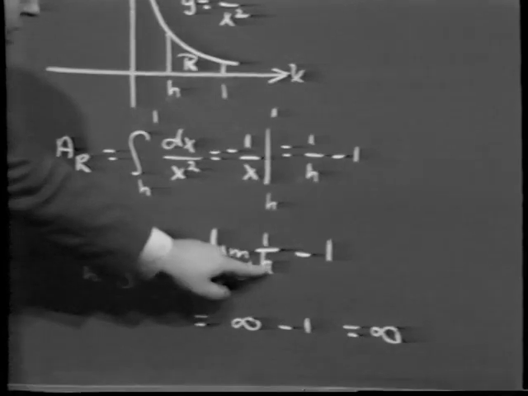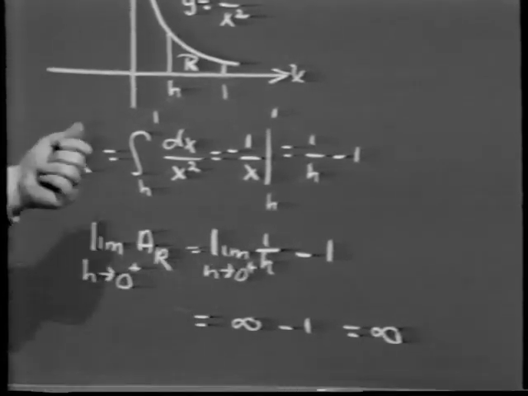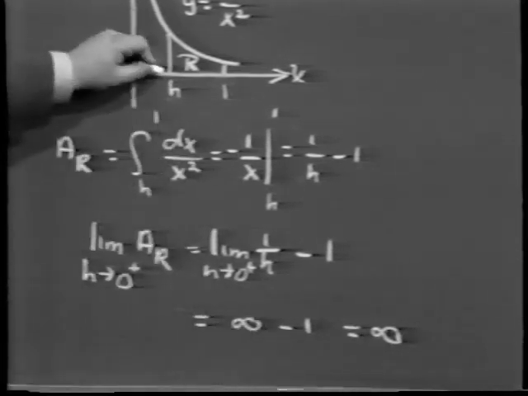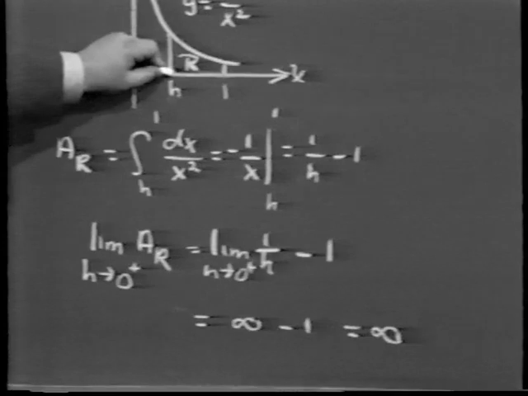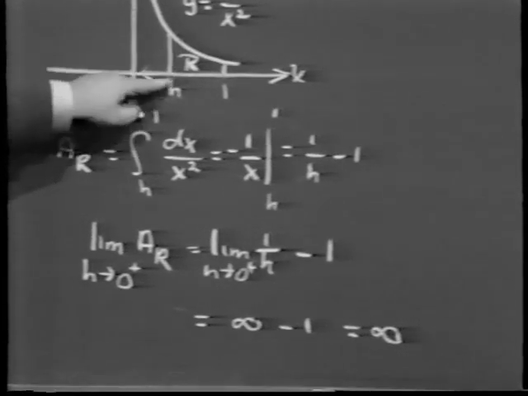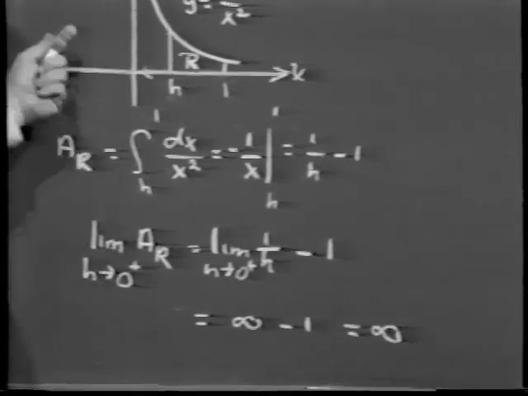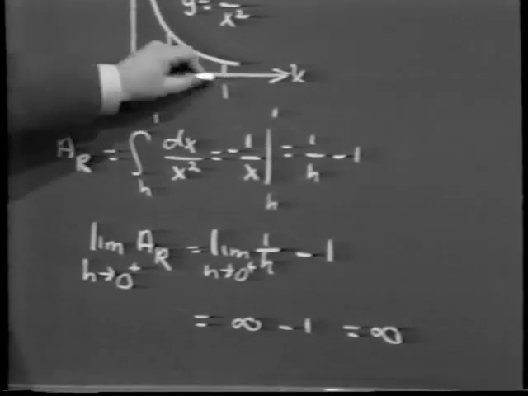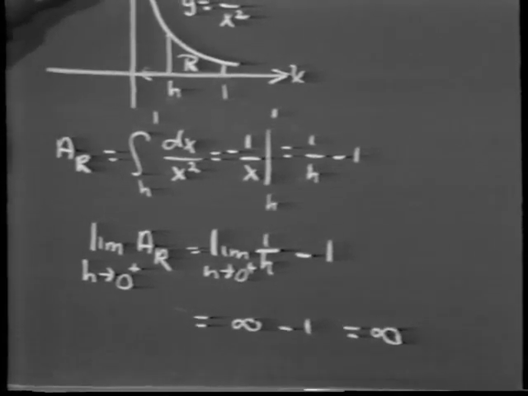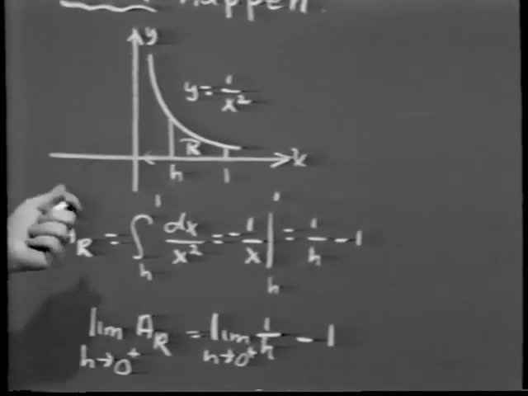In other words, as h gets arbitrarily close to 0 through positive values, 1 over h increases without any bound. What this means in plain English is that we can make the area of the region R as arbitrarily large as we wish just by choosing h to be sufficiently close to 0. You see, as h approaches 0, this curve is not approaching the y-axis fast enough to allow us to get a finite area.